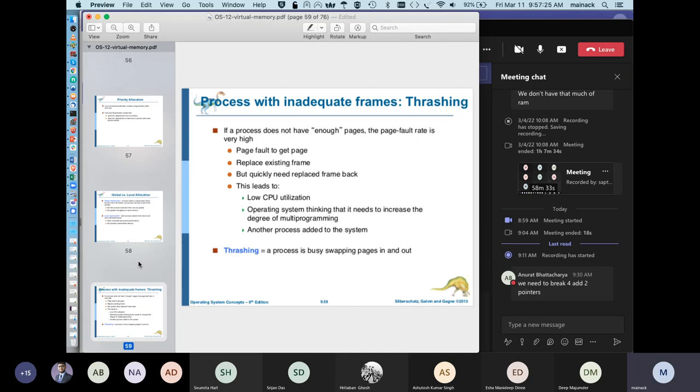And suddenly the operating system thinks, oh, the CPU is not being used, I need more processes. So the operating system will increase the number of processes: the daemons and all the processes that were sleeping or suspended suddenly want a piece of the CPU. And there you have it, thrashing, where each process is busy swapping pages in and out from memory to swap to memory, because of an inadequate number of frames.